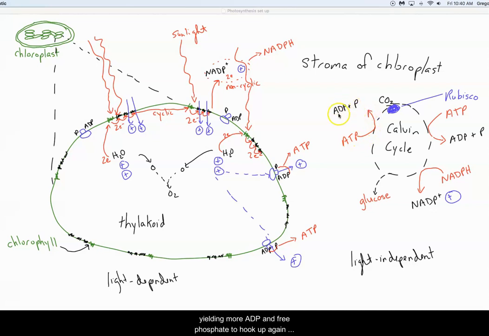ATP is used once again, yielding more ADP and free phosphate to hook up again with ATP synthase back at the thylakoid membrane. And you regenerate from that other 3-carbon sugar the 5-carbon sugar, that will then grab CO2, break in half again, and start the cycle again. So we're generating chemical energy here from sunlight, using the chemical energy in the Calvin cycle to fix carbon from the inorganic world into the organic world in the form of long-term stored chemical energy and organic matter as glucose.